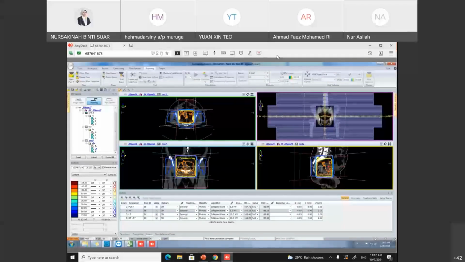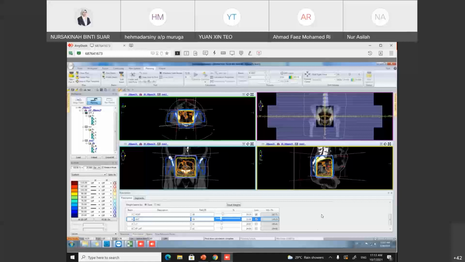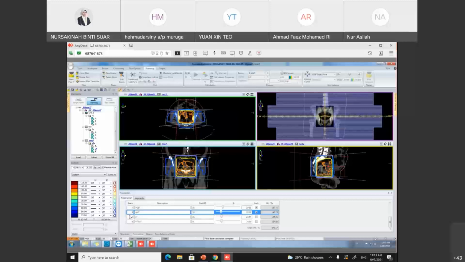Okay, it only reduces a little bit, but it actually can reduce. You just need to play around with your weighting, where you change your lateral weighting to anterior posterior, which may cause the anterior and the posterior to be hotter. So now you need to justify what kind of dose distribution you want.